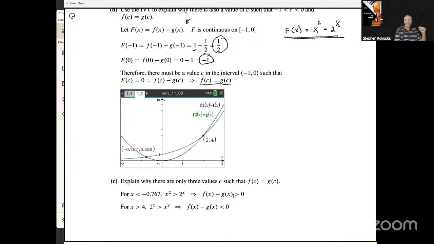Well, wait a minute, there could be more. So explain why there are only these three values of c. How come there aren't any others? All right, well, let's take a look here.